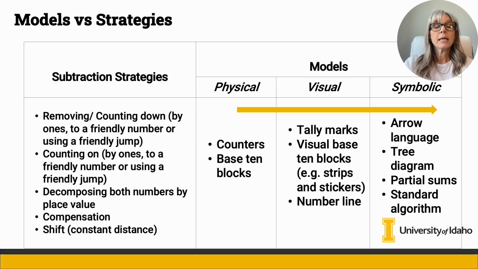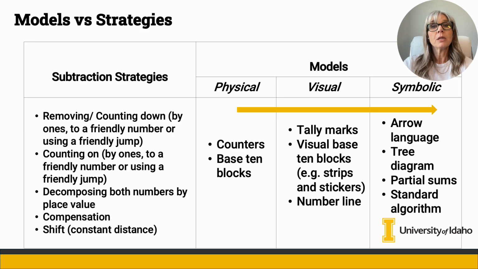In solving both contextual problems, we see how we use different strategies and models to determine a solution to a subtraction problem. We also see how the context drives the strategies and models we choose to use. Between the two subtraction contexts, we used strategies such as removing, counting on, decomposing both numbers by place value, compensation, and the shift strategy. The models used progress from physical to visual to symbolic.